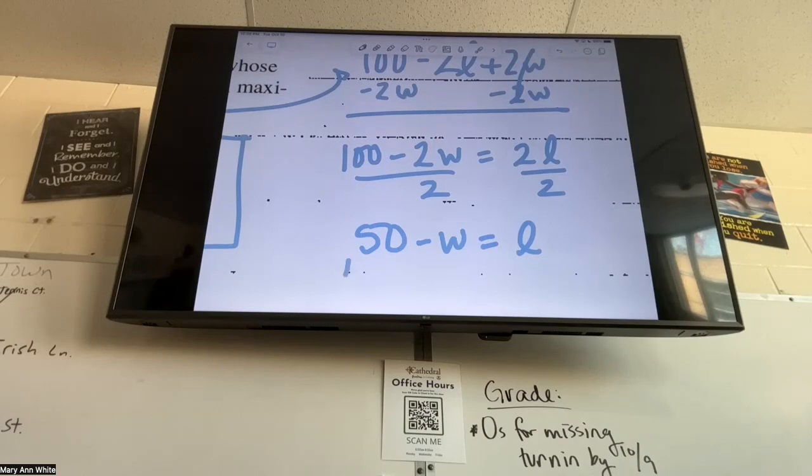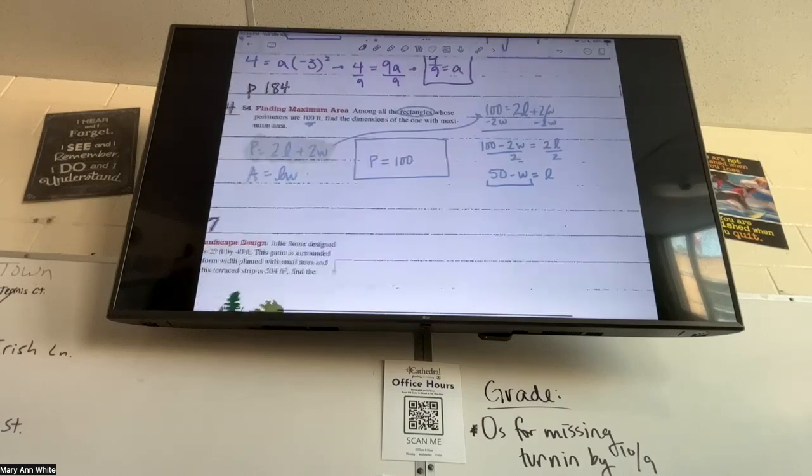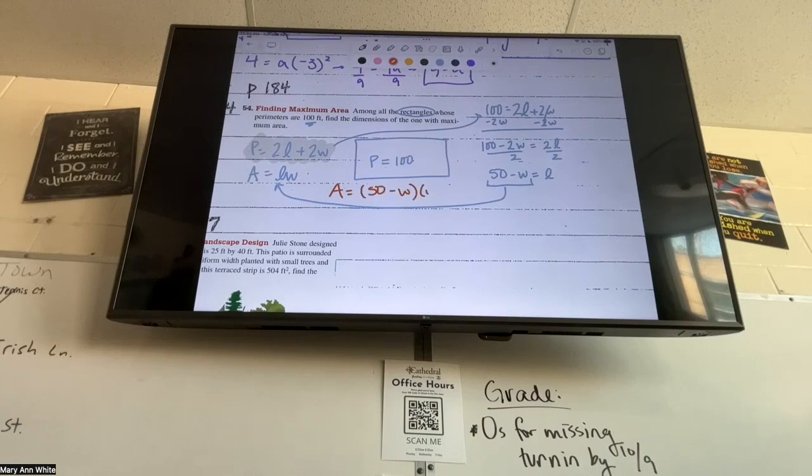Now we're going to take this expression for L and substitute it into my area formula. So instead of area being length times width, it's going to be 50 minus width times width. So my area formula now is 50 minus W times W. What we're going to do now is graph that and find the maximum. That's why I had to get your calculators out. I may even make a little note here, graph and max, just so I know what I'm doing.